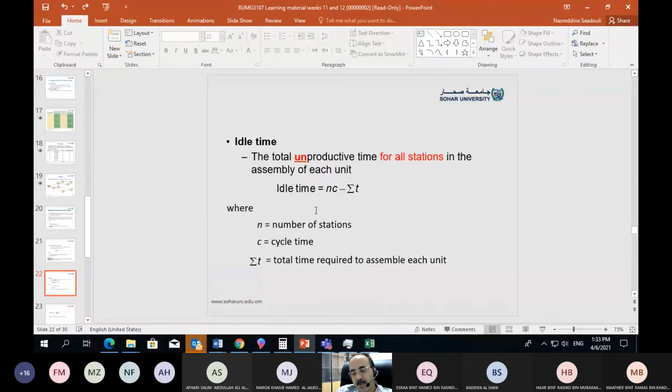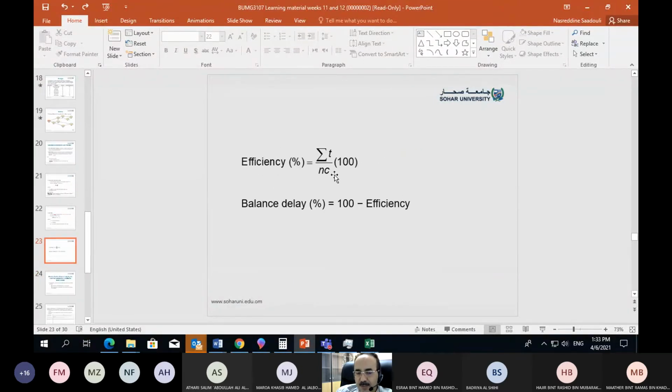How do I find that out? Simply n, which is the number of stations, multiplied by the cycle time, minus the total time. How about the efficiency? The efficiency is the total time divided by n times the cycle time, multiplied by 100 to get it as a percentage. And finally, the balance delay is 100 minus the efficiency. So if the efficiency is, for instance, 70%, the balance delay is 30%. That means the percentage of time that the system is not being used. That's what this means.